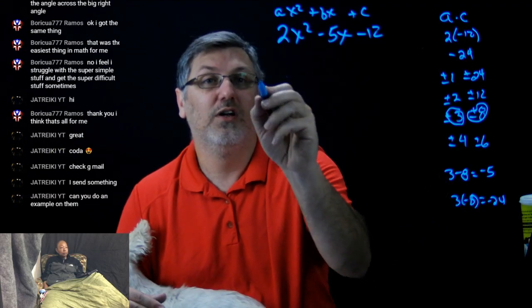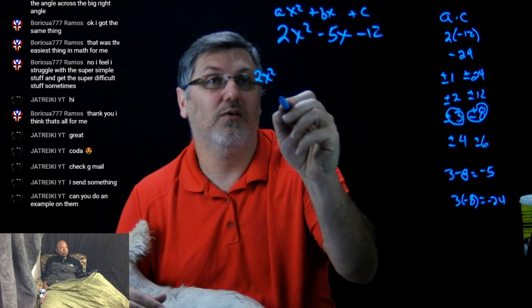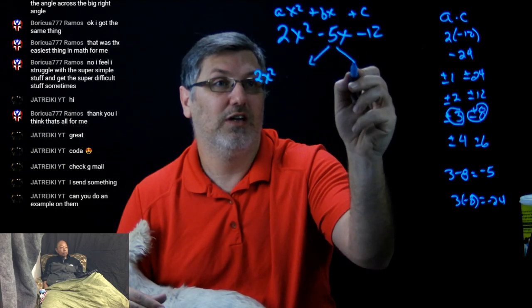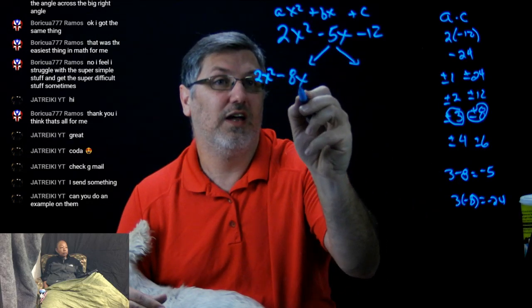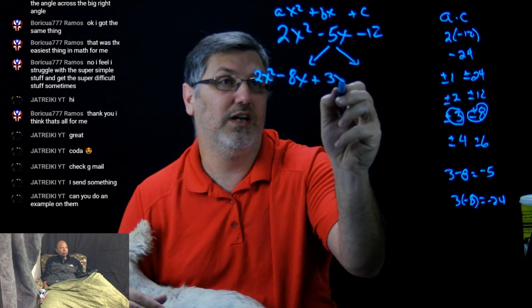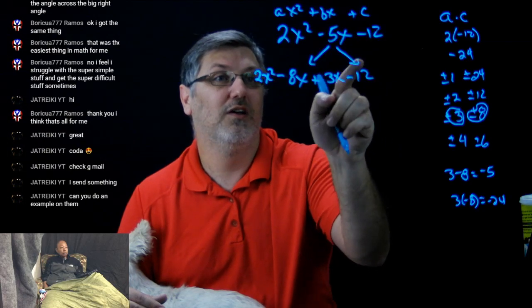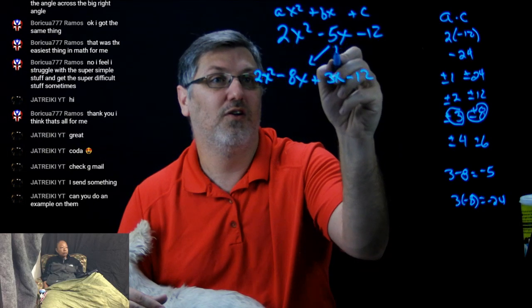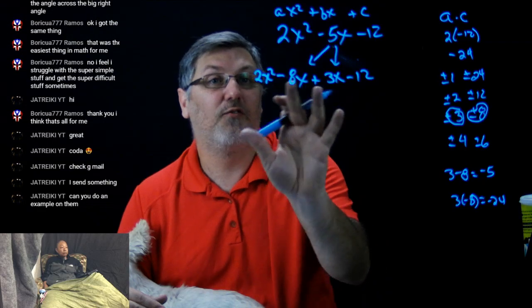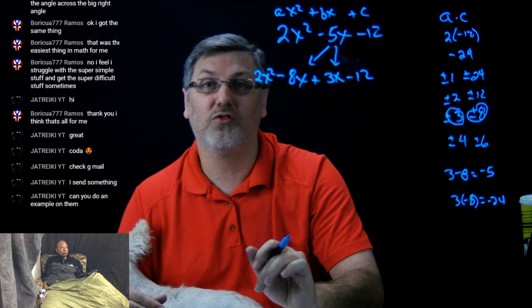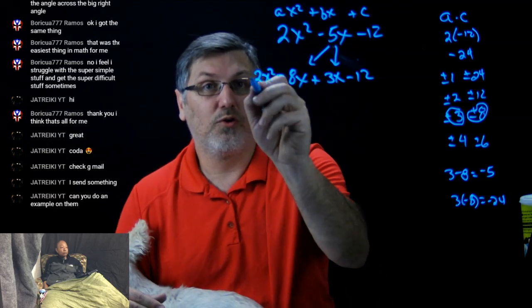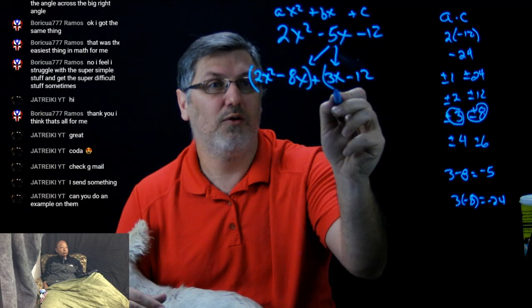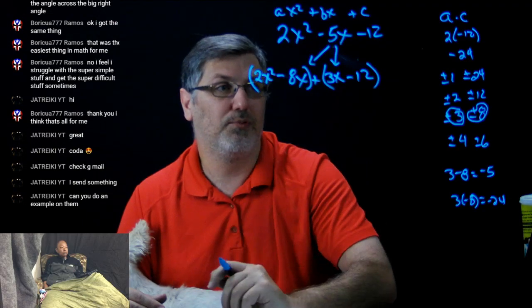negative first. So I keep my 2x squared. Now I want to split this into two spots. I want to do negative 8x plus 3x minus 12. Okay, so that arrow's way off. So I split it. Now, if I would combine like terms, I'm right back to the original equation. Now, from here, we're going to group these. And when I tell my kids to group, make sure there's always a plus sign in there.